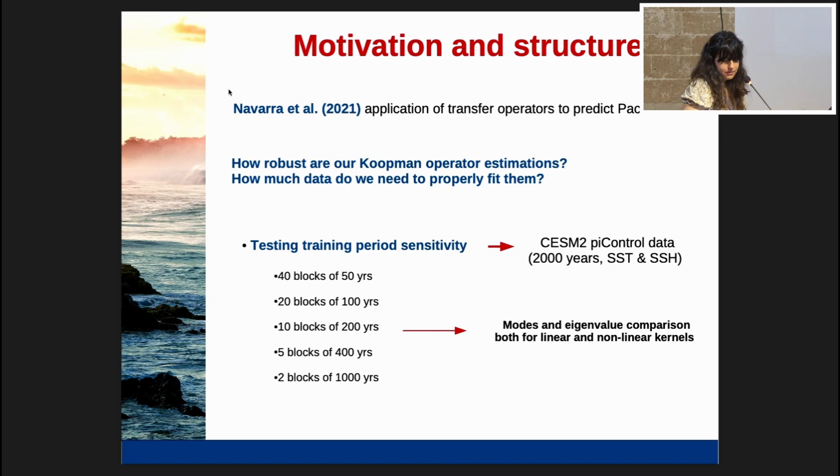For doing so, what we decided is to take a very, very long time series. We took synthetic data from a model called CESM2, and we took the pre-industrial control data, which means data in which we do not have forcing. So it's stationary dynamics, and we have very long time series, so we can study this sensitivity. And what we did is to divide the data following different lengths, for example, 50, 100, 200 years, and so on. And then we compared the modes and the eigenvalues, both for the linear and nonlinear kernels, to try to get a sense of what was happening behind.